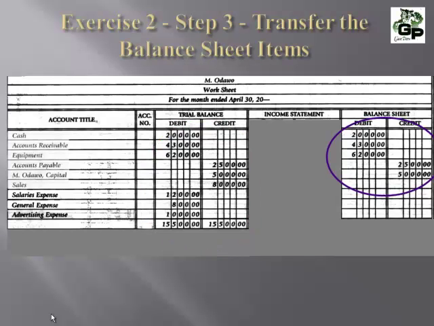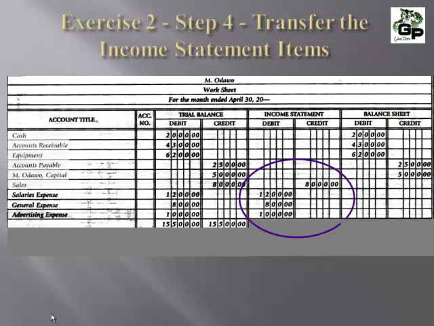The next step is to jump over to the balance sheet and transfer all the balance sheet accounts, your assets, your liabilities, and owner's equity, onto the balance sheet section. Pause your presentation and write these numbers in the balance sheet section of your worksheet. Step 4 is to transfer the income statement items. So these are the revenue accounts and the expense accounts. Pause your presentation and write these on your worksheet.